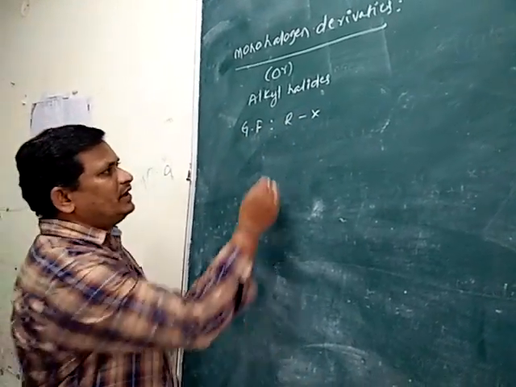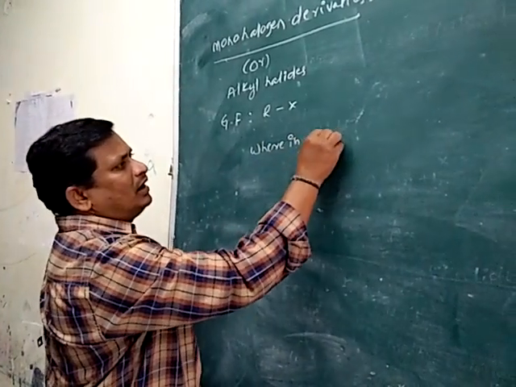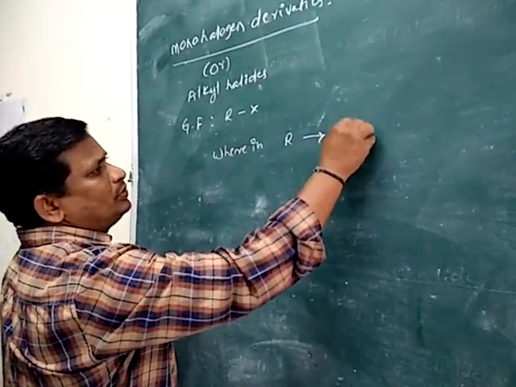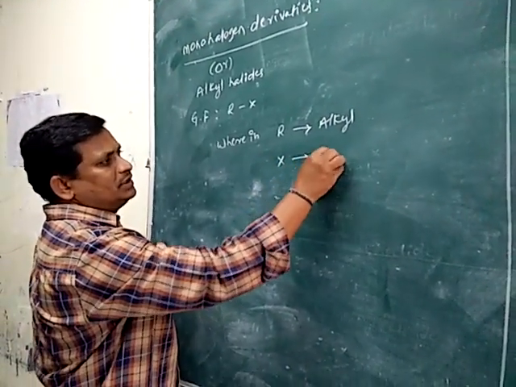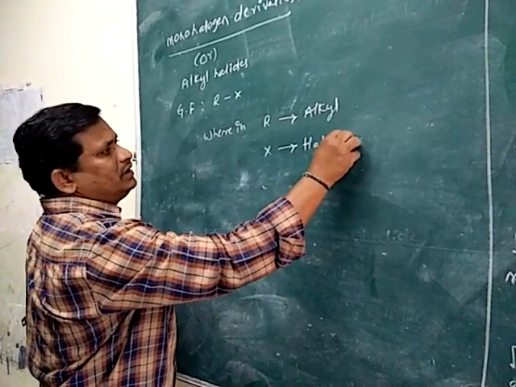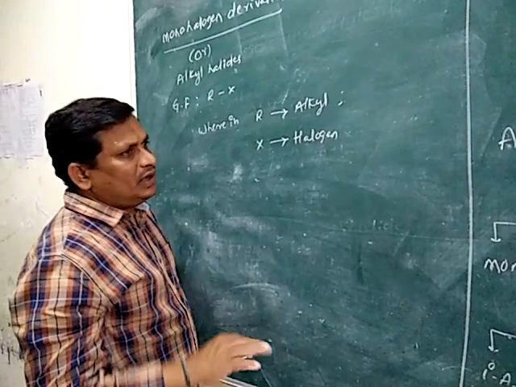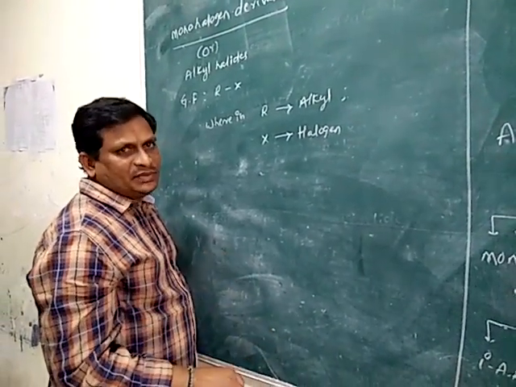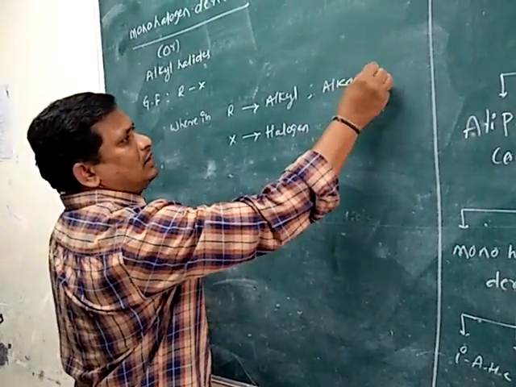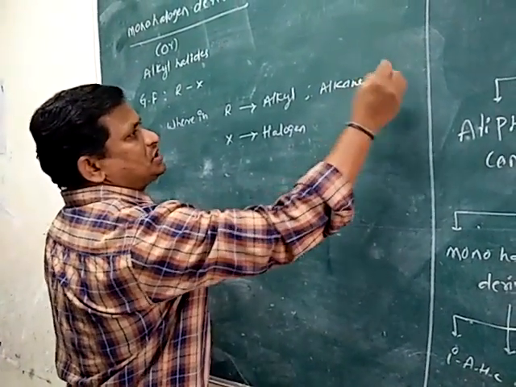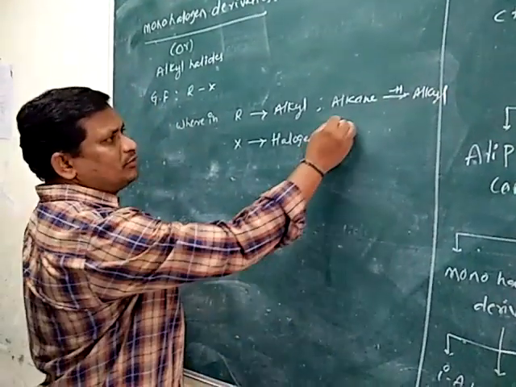RX, wherein R is the alkyl group and X is the halogen. So generally, alkyl is obtained from alkanes by the replacement of hydrogen. Alkane minus H gives alkyl.